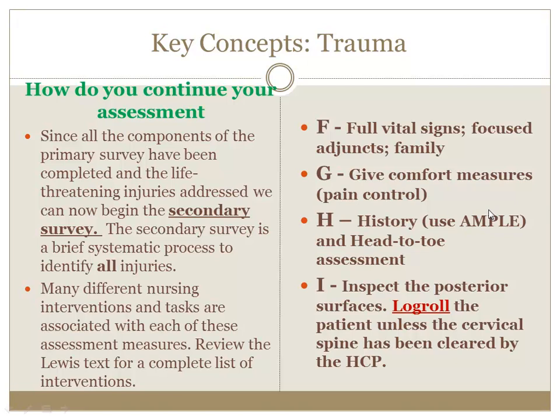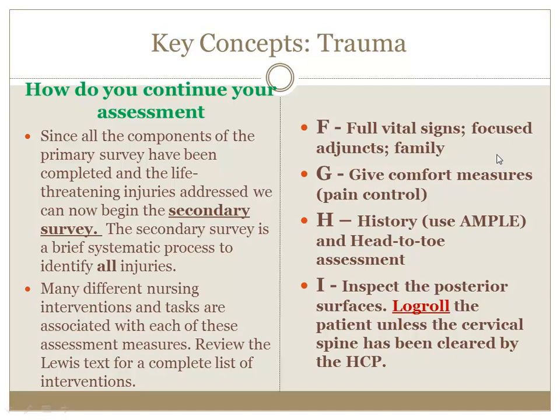F is full vital signs, and this seems to me kind of a joke because you did respiratory rate, blood pressure, and pulse. You did respiratory rate in the breathing section, you did pulse and blood pressure in the C section, so the only thing left on full vital signs would be a temperature. So finish the temperature here, and then we're also going to do focused adjuncts and family.